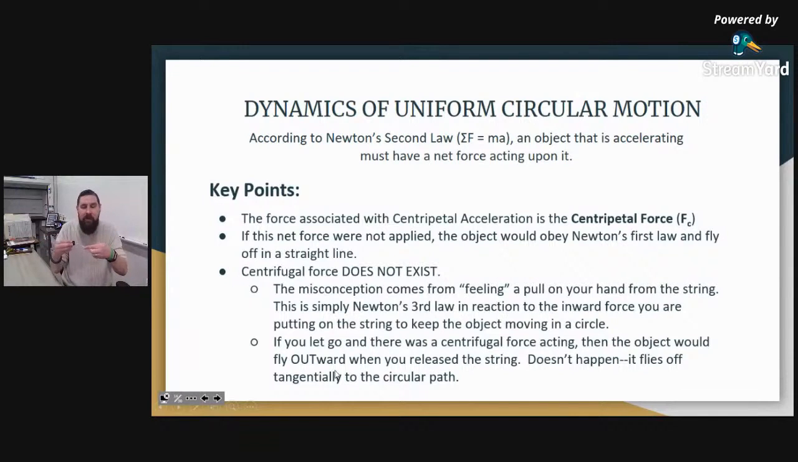What we see is it flying off in a straight line that is tangential to the circular path. So the fact that if I have this in circular motion and I let go of the string, it's going to move off in a straight line that is tangential and not outwards in a straight line means there's no outward force acting on it. What we have is a tension force in that string that is counteracting the pull of my hand and the force that my hand is exerting to keep it in circular motion. So no such thing as centrifugal force.